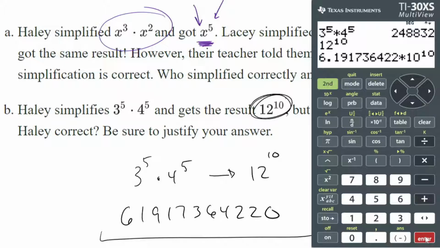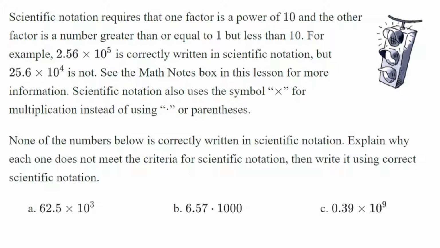Now, one of the things that's going on here is I've got 5 factors of 3 and I've got 5 factors of 4, right? I can't simplify that further. If I had 3 to the 5th times 3 to the 5th, that would be 3 to the 10th. But that's not what I've got. I've got different factors there. So let's move on to the next question.